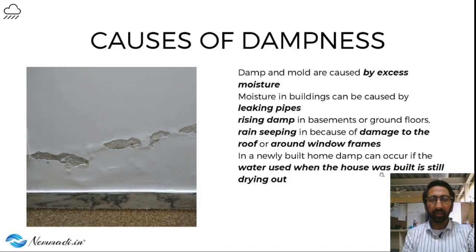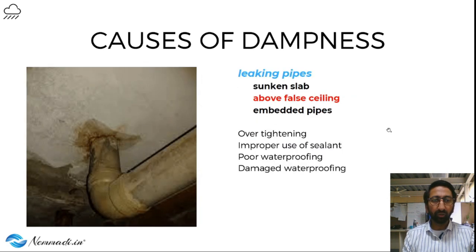So what causes this dampness? We all know that excessive moisture causes dampness, and if there's dampness there is potential for mold to grow, which we'll talk about later, which is also very dangerous. But moisture in the building can be caused by leaking pipes, rising damp, rain seeping in because of damages in the roof or around the window frames, and also it could be in a newly built home. Damp occurs when water rises when it's drying out. So I'll take you through a few points.